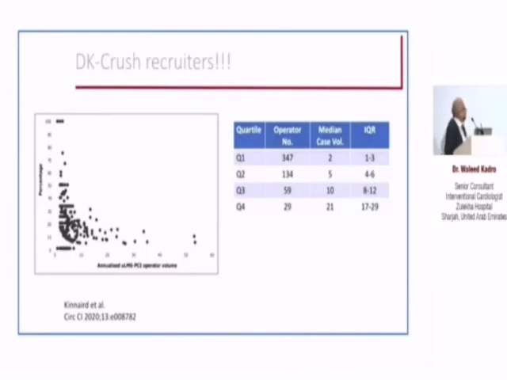They divided the cardiologists who did the intervention into 4 quartiles. And look at that. Most of the cardiologists in the UK have an average of doing less than 5 left main interventions a year. So very few are doing more than 20 interventions a year. That means only 11 UK operators could be used to enroll for the DK crush. So that's in the UK. I don't know how many of our cardiologists can. So the answer is not DK crush.